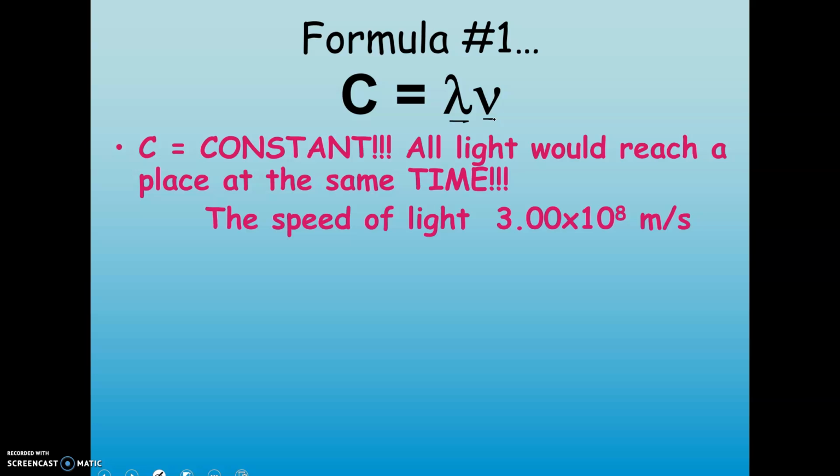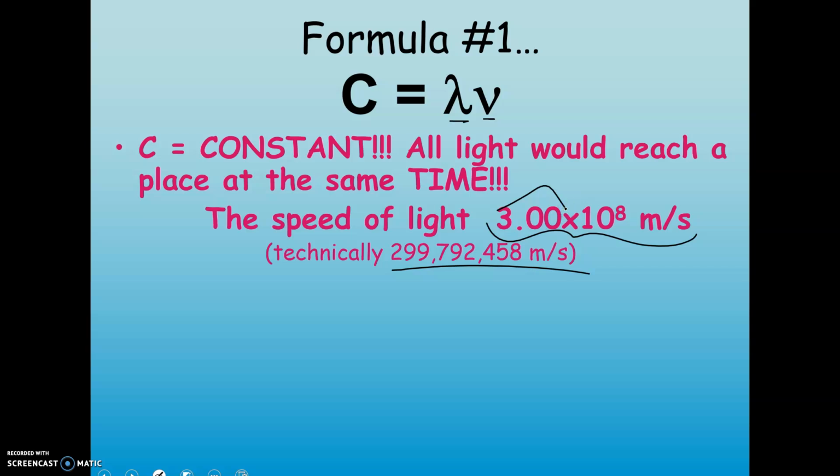Now you can also measure it in miles per hour in different ways, but for the purposes of the formulas we'll be using, meters per second is the way that we typically measure this. So it is 3.00 times 10 to the 8th meters per second. Now technically it's actually 299,792,458 meters per second. But if we're not going to write out that gigantic number and round it to 3 sig figs, which is probably going to be the easiest thing to work with, that's why it rounds to 3.00 times 10 to the 8th.